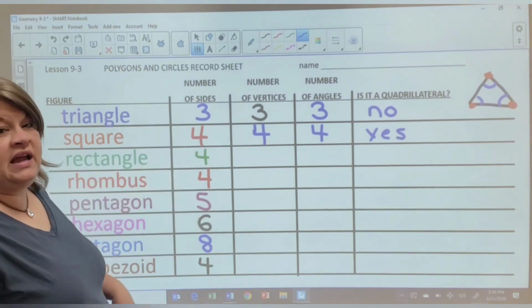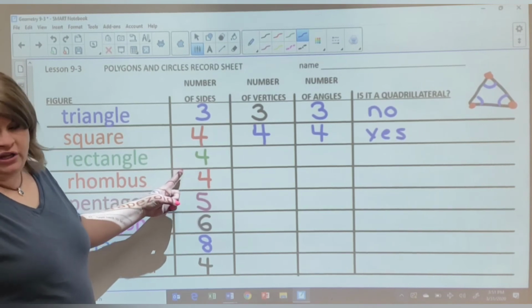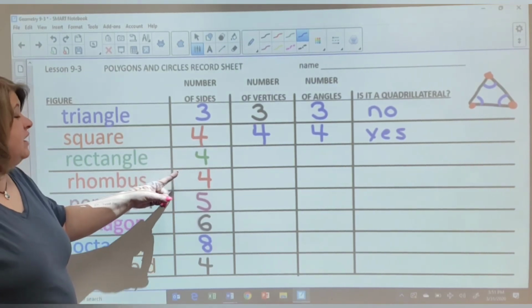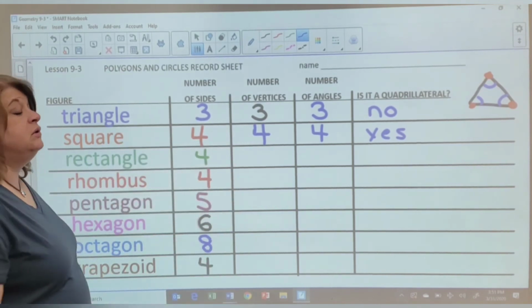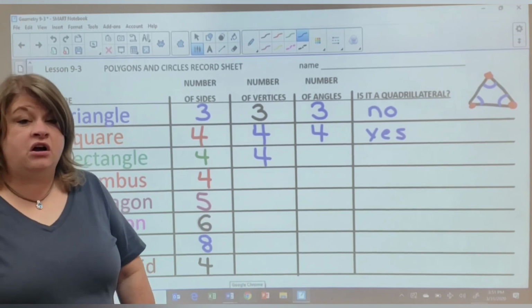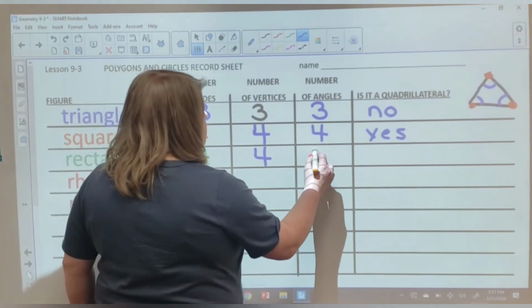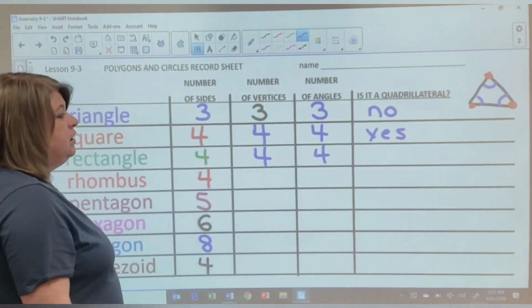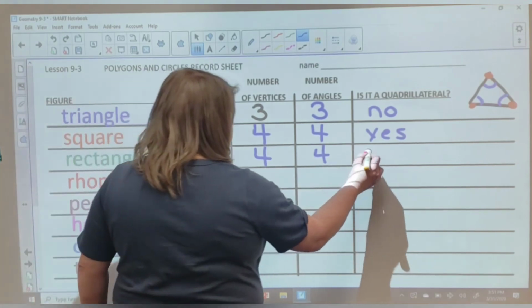Okay, let's go to a rectangle. We said it has 4 sides. So look in your book if you need to look at what a rectangle looks like. How many vertices? It's how many corners, how many points? Yep, 4. How many angles are there on the inside of this rectangle? 4 as well. 4 right angles. Is it a quadrilateral? Sure is.